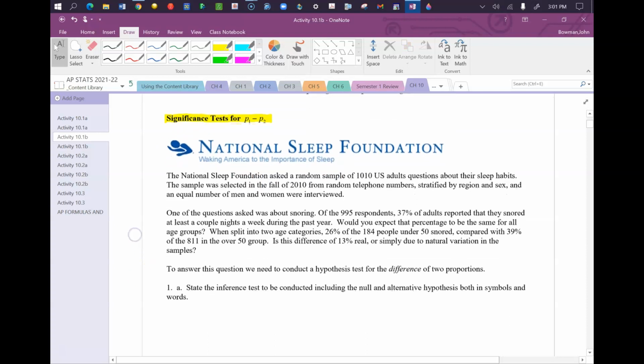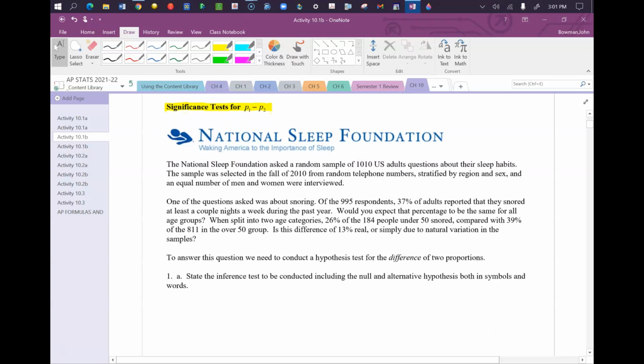And just like any other significance test, we have a one-sided alternative or a two-sided alternative. And you're going to see a lot of similarities here to a significance test for a single proportion. You're also going to see a lot of similarities to a confidence interval for the difference of two proportions. So let's get started with our example.